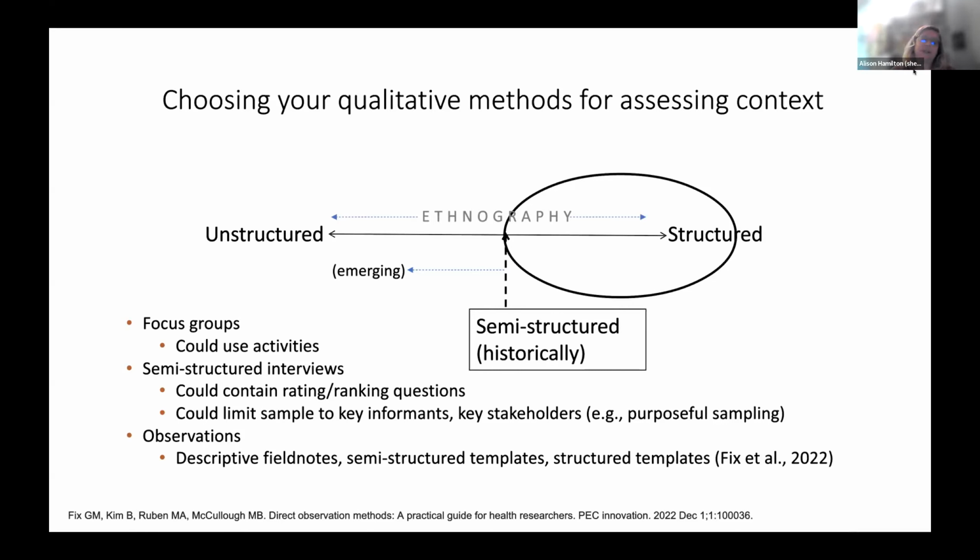So here what you see in the diagram is the spectrum of qualitative methods, from unstructured, very inductive, exploratory qualitative methods all the way to structured qualitative methods. And there's a wide range of possibilities on this spectrum. Typically in implementation research, we are using semi-structured methods, at least historically speaking, but I think that is changing and shifting, and you'll see some of those changes in what we discuss about the use of ethnography to assess context. So there's more and more work emerging toward the unstructured side of the spectrum.